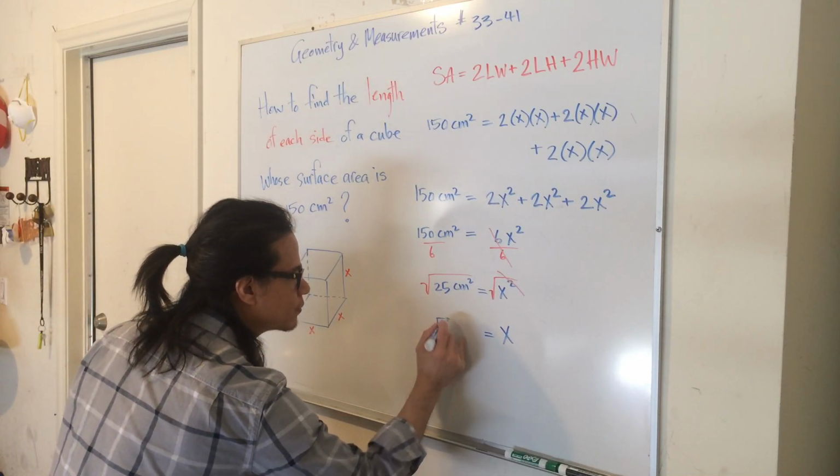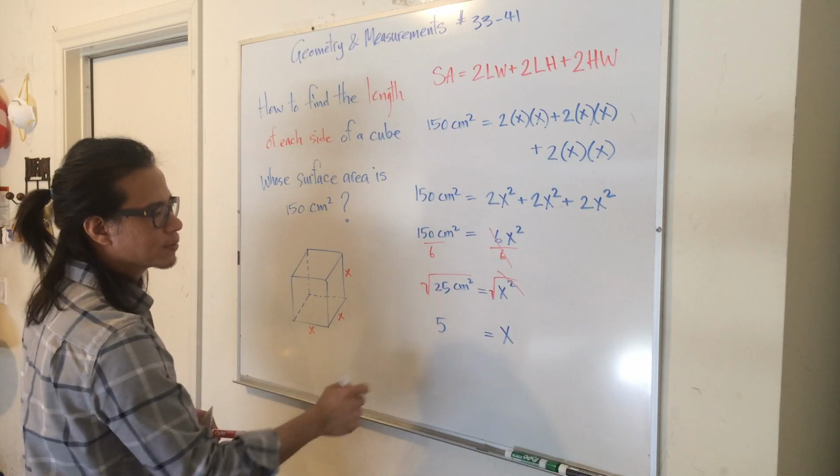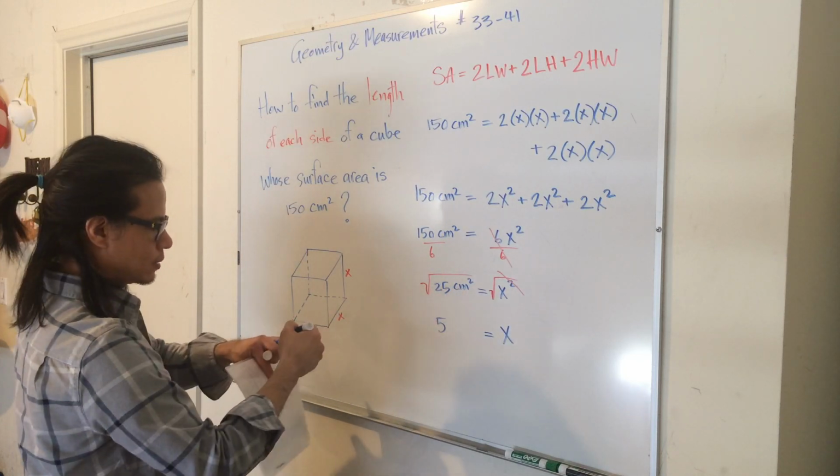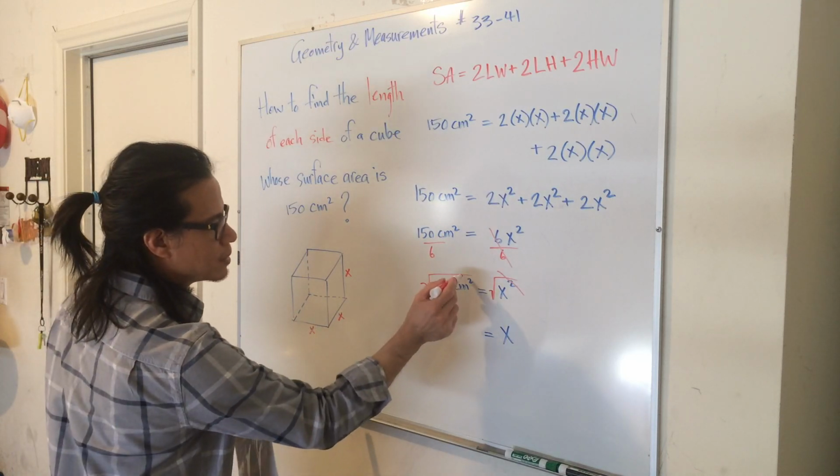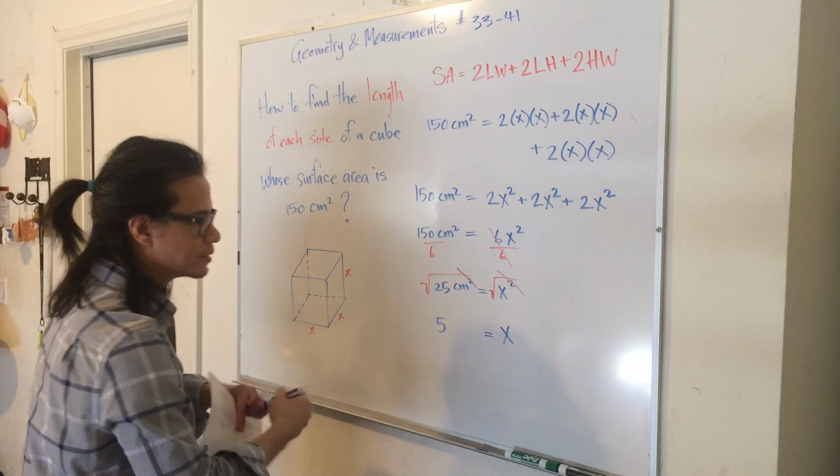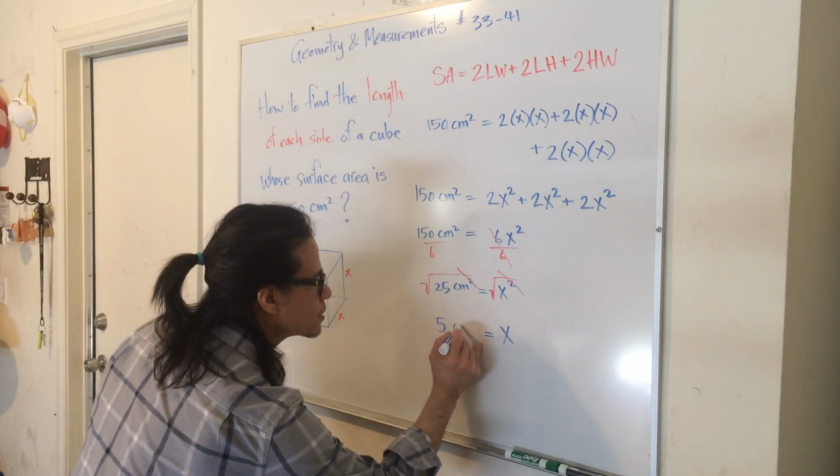What number times itself will give you 25? Okay, so we have 5. 5 times 5 is 25. Okay, the square root of centimeters squared is simply centimeters.